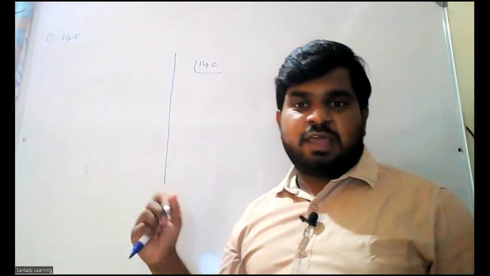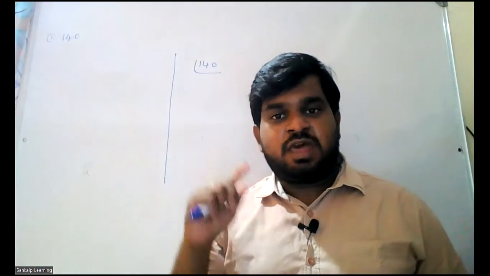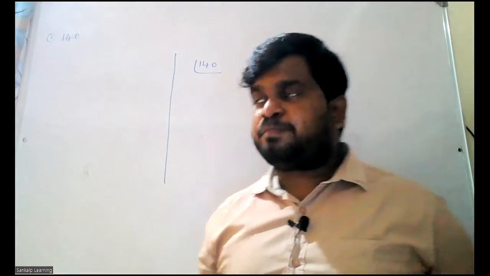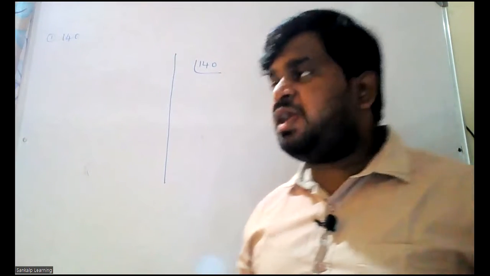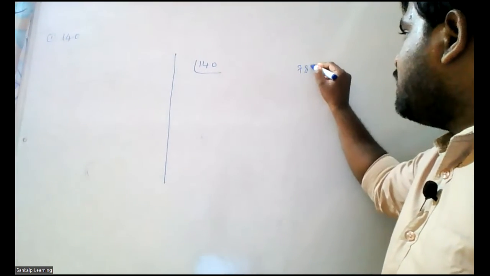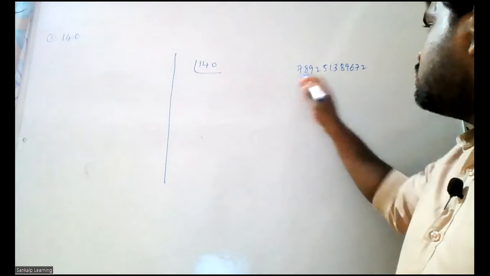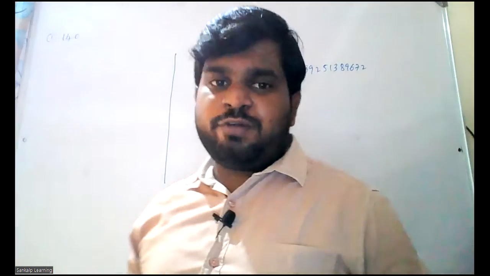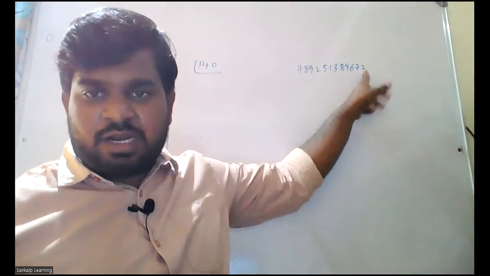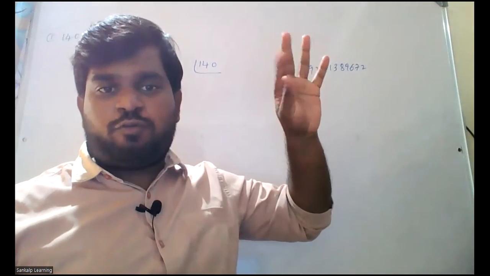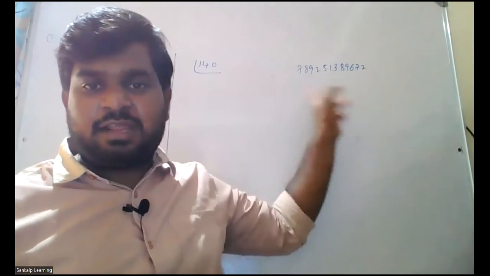The other way is, if the last digit is even, the entire number is even. If the last digit is odd, the entire number will be odd. For example, 7, 8, 9, 2, 5, 1, 2, 1, 3, 8, 9, 6, 7, 2. This is a big number. How do we find whether it is even or odd? Just look at the last digit. The last digit is 2. It is an even number. 0, 2, 4, 6, 8, all these are even numbers. So the last digit is even, therefore the entire thing is even.